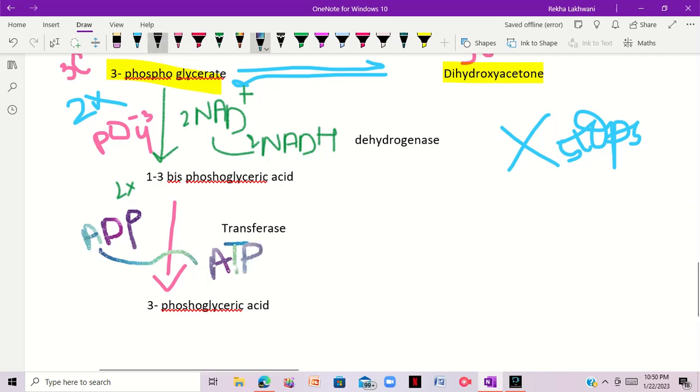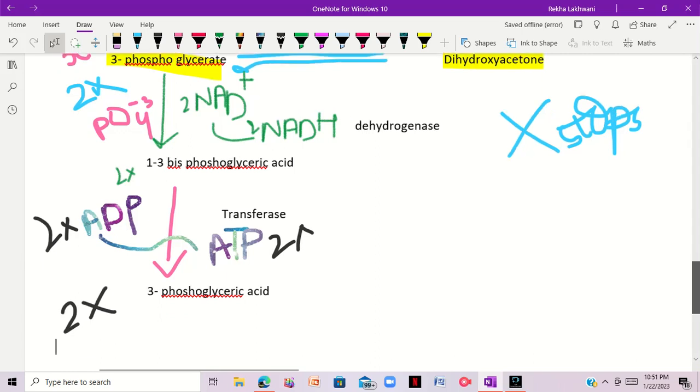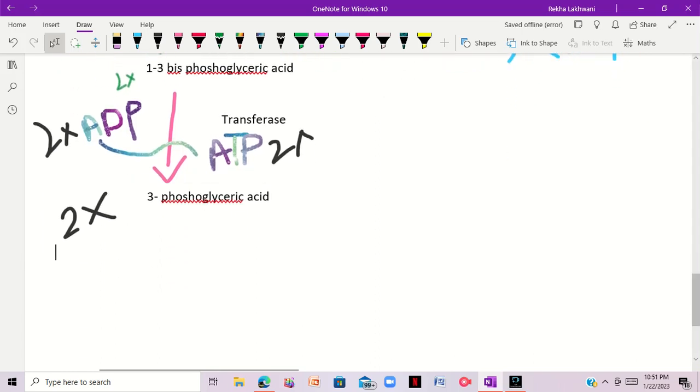So how many molecules? Basically, two molecules. And we have two molecules of this 3-phosphoglyceric acid, right? Now what happens? This 3-phosphoglyceric acid is converted into 2-phosphoglyceric acid. There is a change in the position of the phosphate.